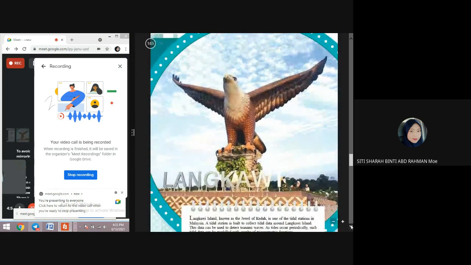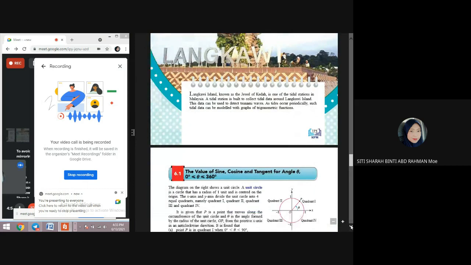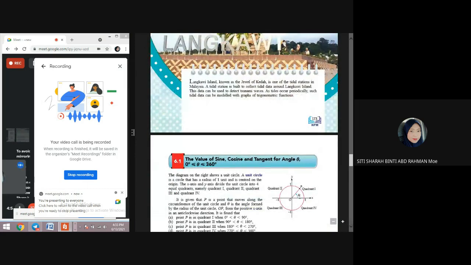Okay, the Cartesian plane. We already know the Cartesian plane is divided into 4 quadrants: the first quadrant in the top right, the second quadrant top left, the third quadrant in the bottom left, and the fourth quadrant is bottom right. So if we look at this, it goes anti-clockwise. Quadrant 1, quadrant 2, quadrant 3, and quadrant 4. And we also know the degrees between the quadrants.